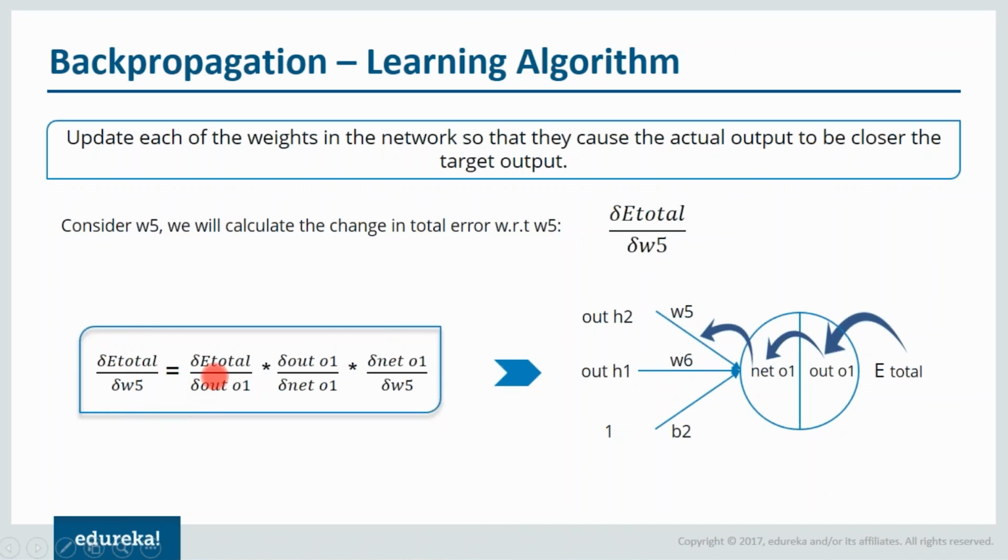Using partial derivatives, we're going to calculate delta E total by delta out O1, into delta out O1 by delta net O1, and then delta net O1 by delta W5. As you can see from this example as well: change in E total with respect to out O1, change in out O1 with respect to net O1, and change in net O1 with respect to W5. We're going to multiply those and we're going to get this particular term. And let us see how we do that.